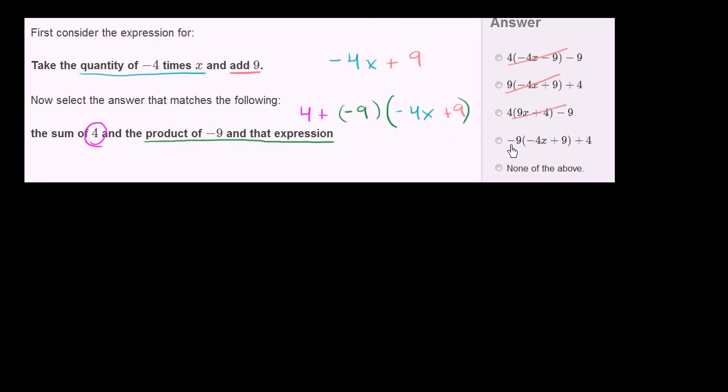This one, let's see, we have a negative 9 being multiplied by negative 4x plus 9, and then we are adding 4. All you have to do to go from this expression to this expression, instead of adding the 4 there, you just add the 4 here, and then these two are identical expressions. So we will go with this one right over here.